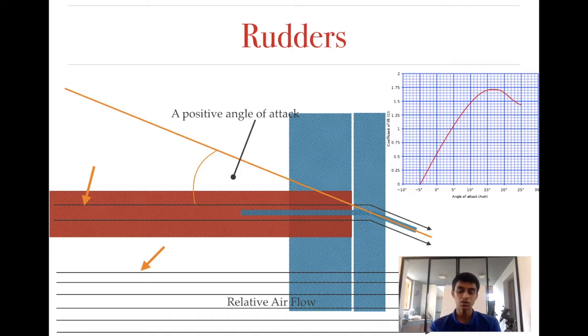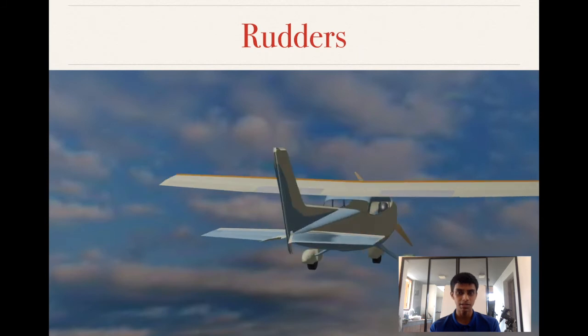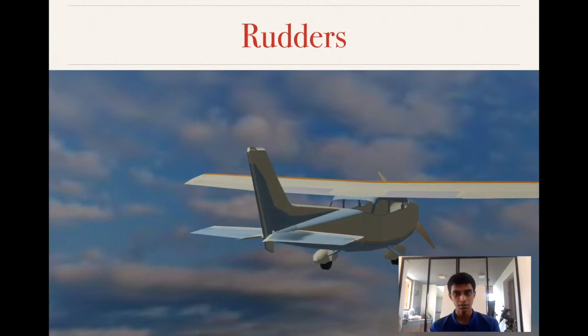This will cause the vertical stabilizer also to have a force in the same direction, and this will cause the entire plane a force in the same direction. Okay, so this is how the rudders will look on a real life plane. When it moves in one direction, the plane moves in the other, and when it moves in the other direction, the plane will correct itself like that.